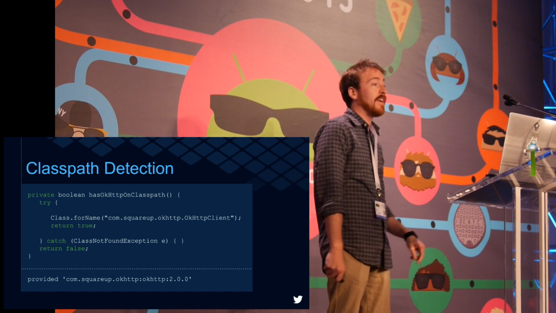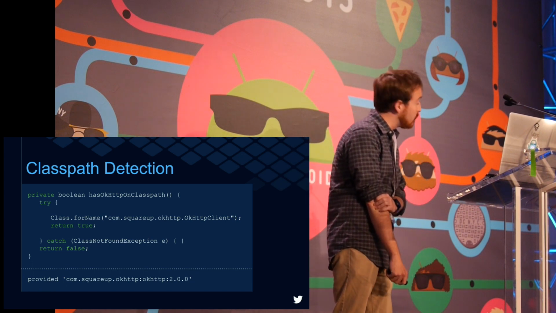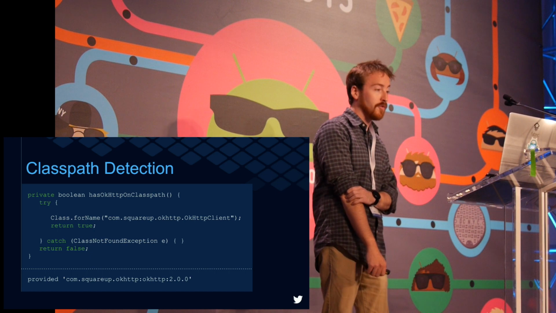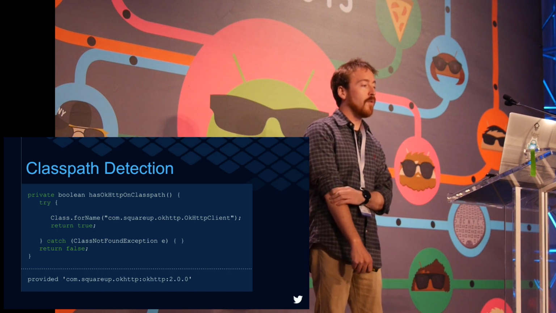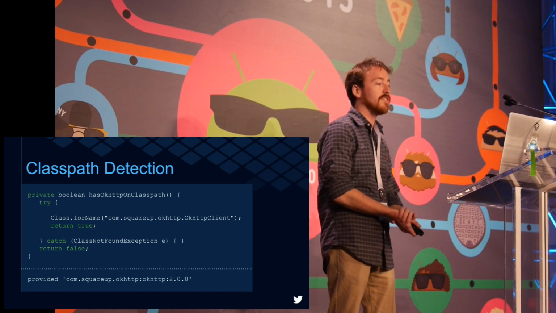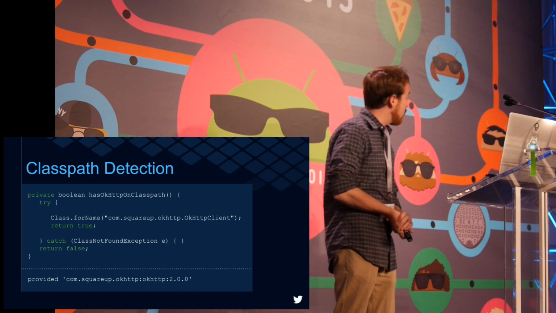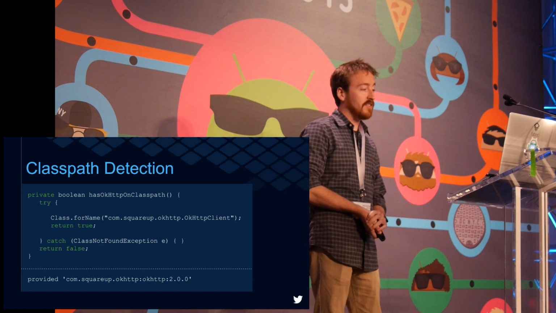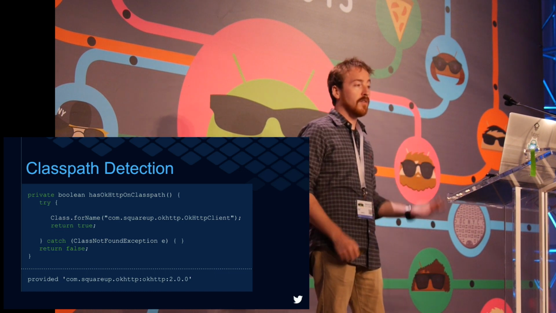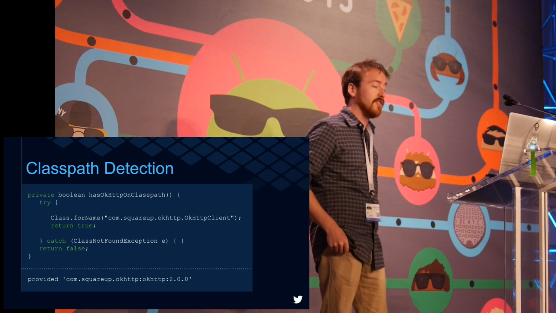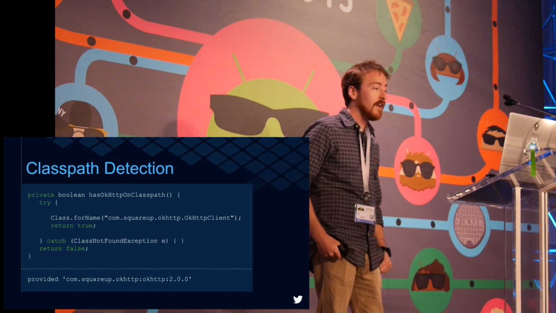When providing your SDK to developers, it's tempting to want to use awesome new libraries like RxJava or Retrofit or OkHttp, but you don't want to add a third-party dependency in all those cases. So you can use classpath detection to figure out if that exists, and then you can use the provided scope in Gradle instead of the compile scope so that your library can code against that.